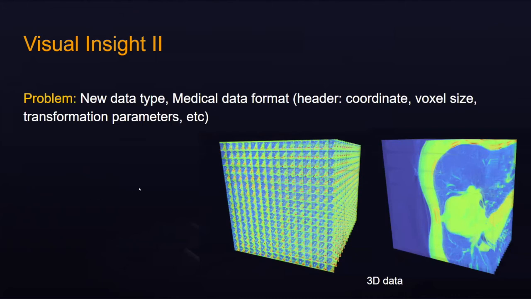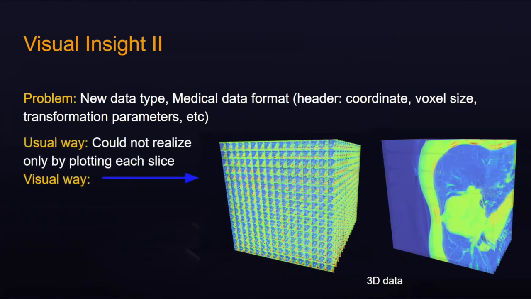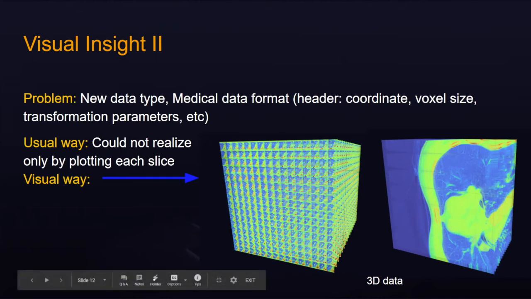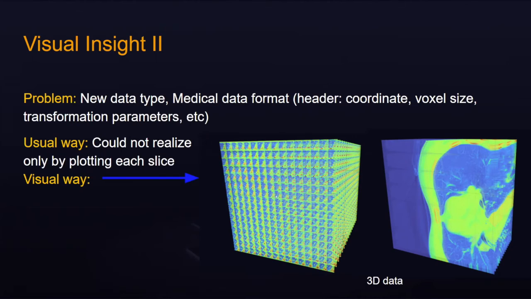We had a segmentation problem with some medical data. They were 3D data, and they had a special medical format with a header with information about all the transformation parameters, coordinates of the data, and voxel size. And when we visualized the data in the Zetane engine, we realized that the data didn't look correct. So this is what we saw, and this is what we expected to see.